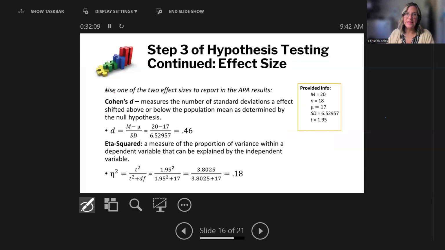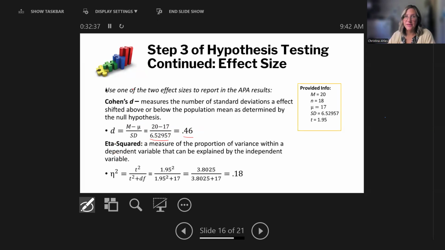So with Cohen's d, we're going to use that standard deviation, and it's going to be our estimated Cohen's d. So 20 minus 17 divided by that standard deviation, 6.52957, which is 0.46. So what that means is that that sample mean shifted above the population mean by 0.46 deviations, standard deviations. Okay.